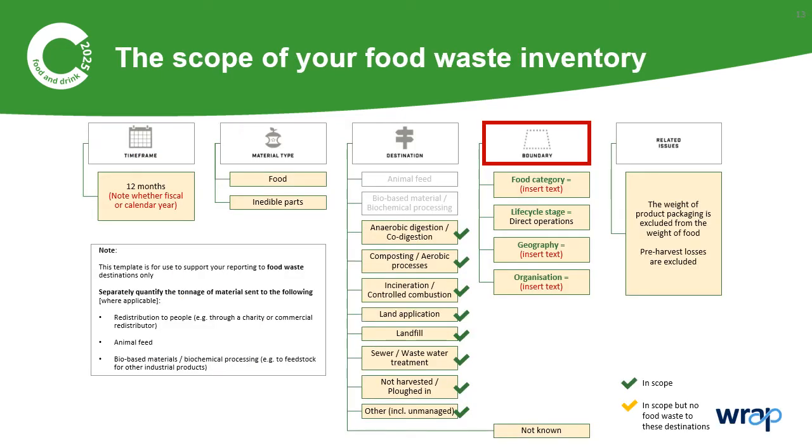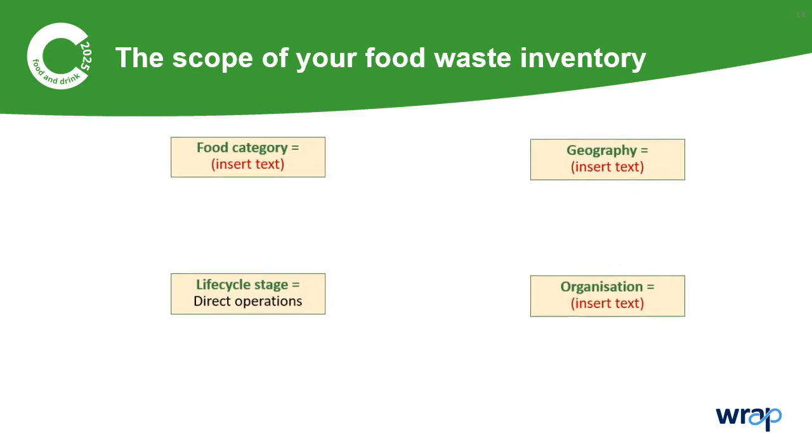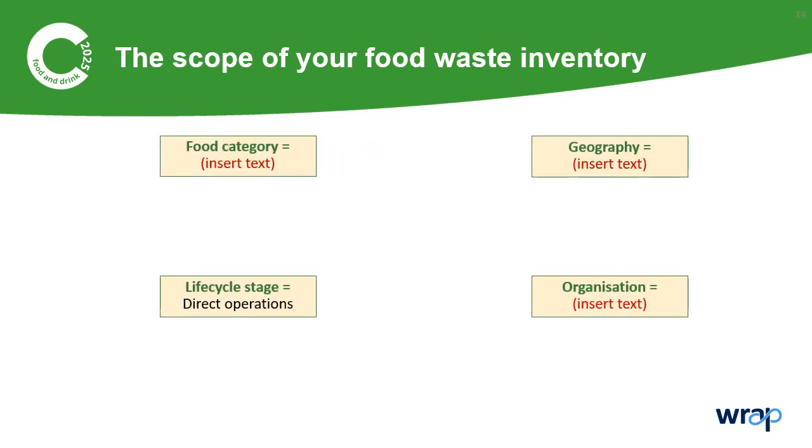Okay, so next up is boundary, and there's a few different dimensions to this, which we'll unpack now. Okay, so first up is food category, and the intention should be to cover all food and drink products that you sell or that you handle. So really it's to include everything that you could potentially waste in your food waste inventory.